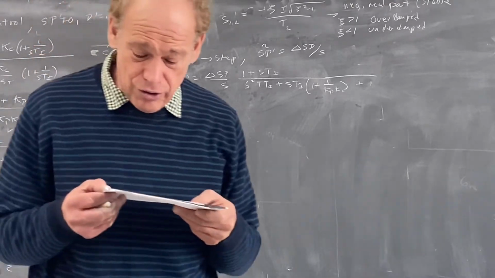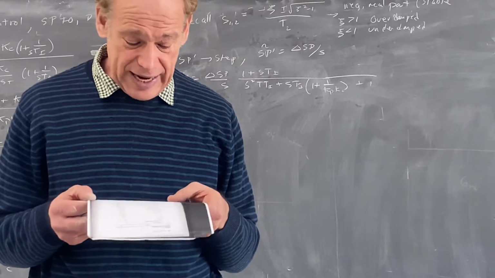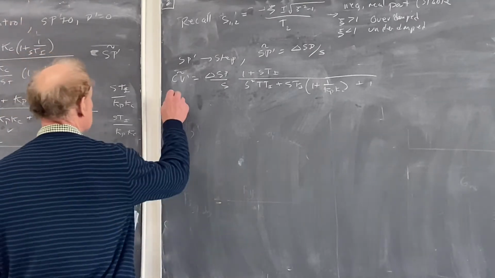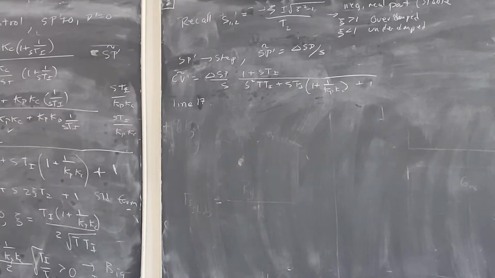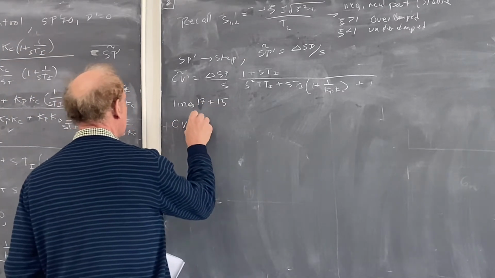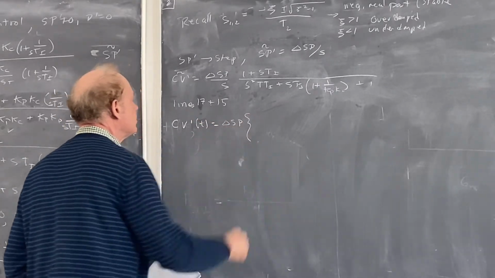So if you look at your table, in line 17 you have 1 over S times a quadratic, and in line 15 you just have 1 over a quadratic. So with lines 17 and 15, we can actually get the inverse. So I've got a delta SP, and let's look at the first term.